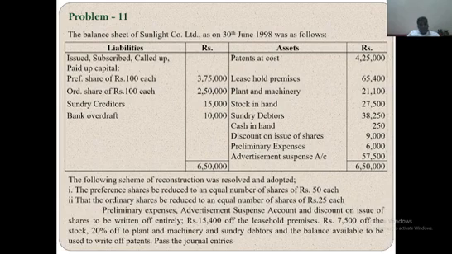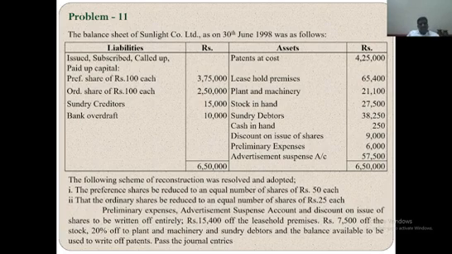The following scheme of reconstruction was resolved and adopted. The preference shares be reduced to an equal number of shares of rupees 50 each. Existing equity shares value rupees 100 each, but they got the approval of the court. They are reduced to rupees 50 each. So in the books of Sunlight Company Limited, journal entry for the month of June 30th, 1998.